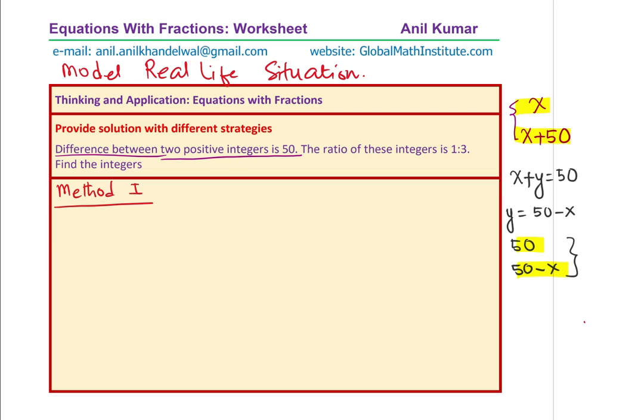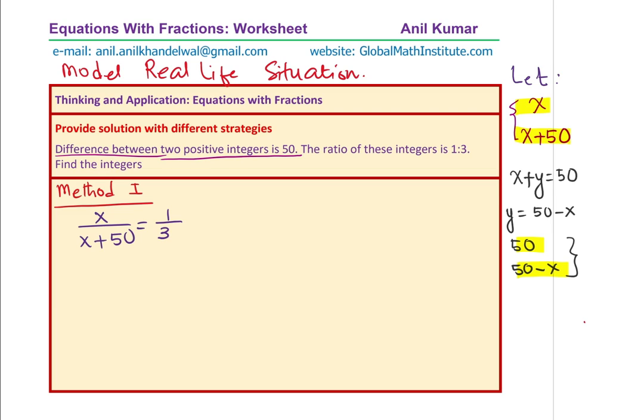We have the two integers whose difference is 50. That means the integers could be what? x and x plus 50. We could define this with a let statement. Is that clear to you? Let x be one integer, the other will be x plus 50. Right. Now, since the difference between two integers is 50, we have defined the two integers. The ratio of these two is 1 to 3. It means that x over x plus 50 is equal to 1 to 3.